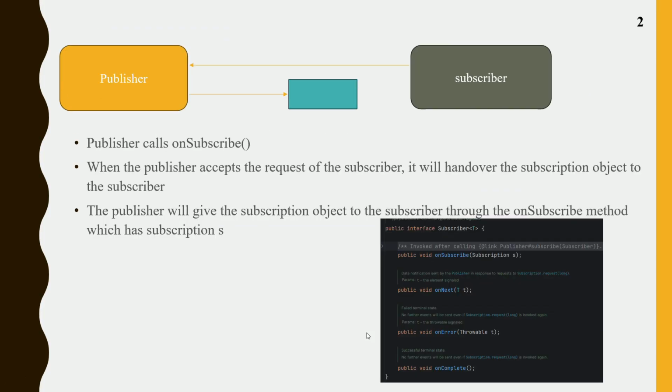In the next step, the publisher calls the onSubscribe method. See here, the publisher calls the onSubscribe method. This onSubscribe method resides inside the Subscriber interface. So the publisher calls the onSubscribe method when the publisher accepts the request of the subscriber. When the publisher accepts the request of the subscriber, it will hand over the subscription object to the subscriber through the onSubscribe method.